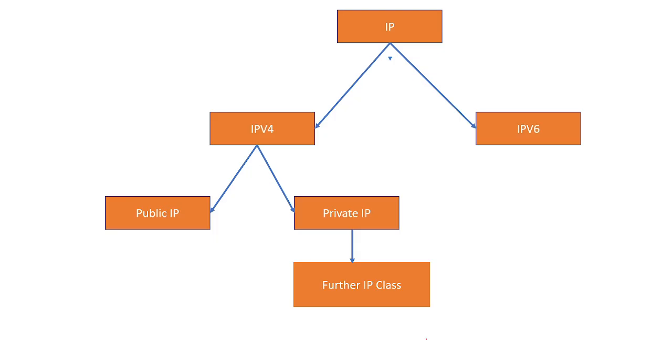So now you know IP version 4 and IP version 6, and you are able to identify both. Since we are only using IP version 4, I am concentrating only on IP version 4. IP version 4 further gets classified into two types of IP addresses. One is public IP, another one is private IP.